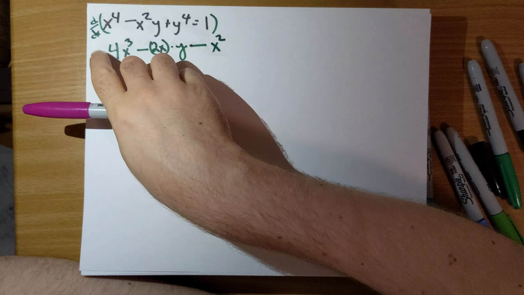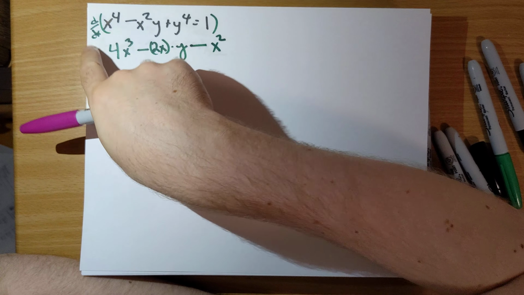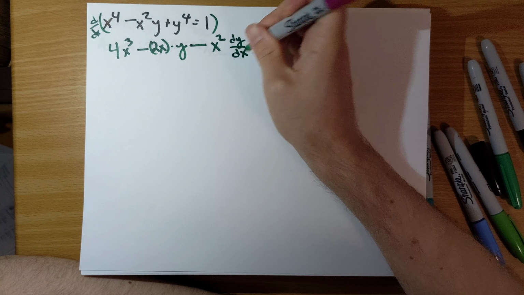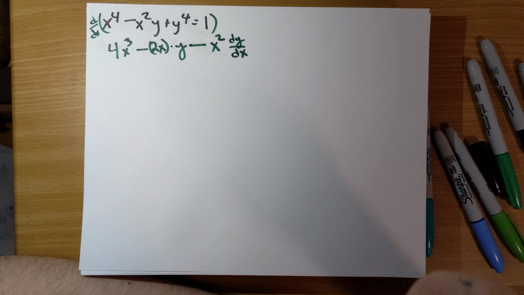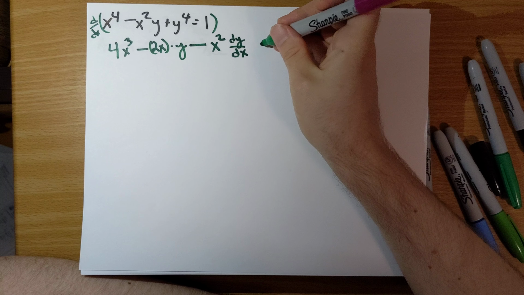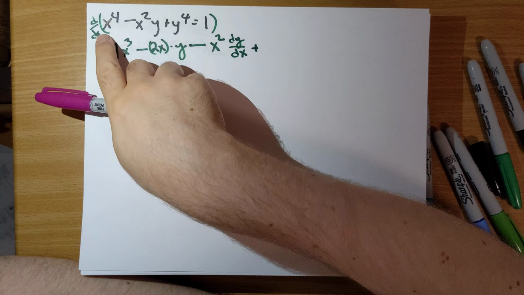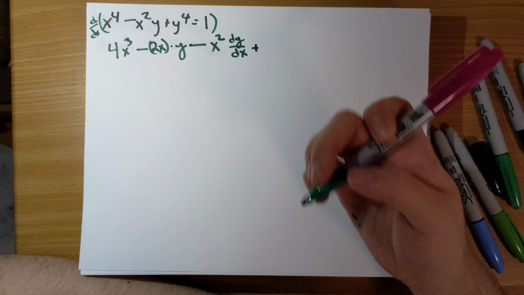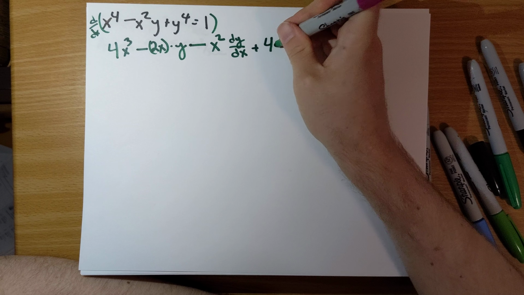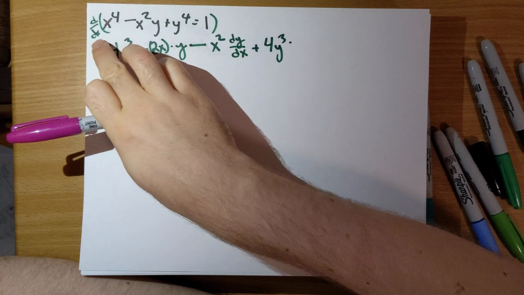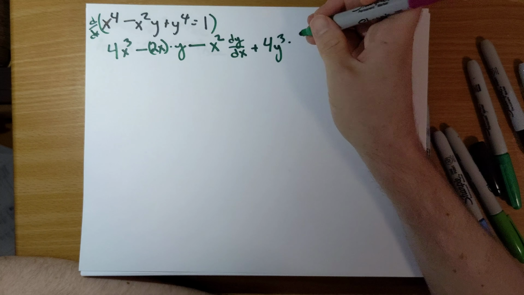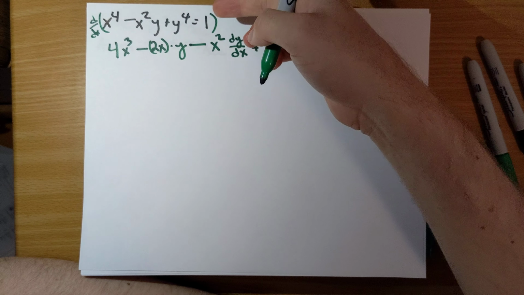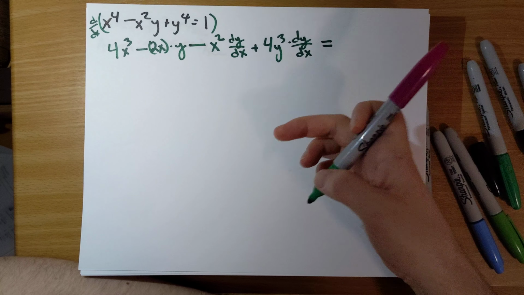Minus x squared times, what's the derivative of y with respect to x? That's going to be dy dx. Not just 1, a common mistake would be to say that's 1. This is dy dx. And then finally, derivative with respect to x of y to the fourth, we're going to use chain rule here. The derivative of y to the fourth is 4y cubed, but we also have to chain rule multiply by the derivative of y with respect to x. Derivative with respect to x of 1 is 0.